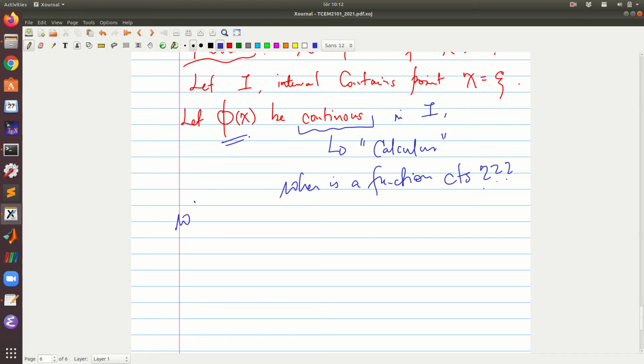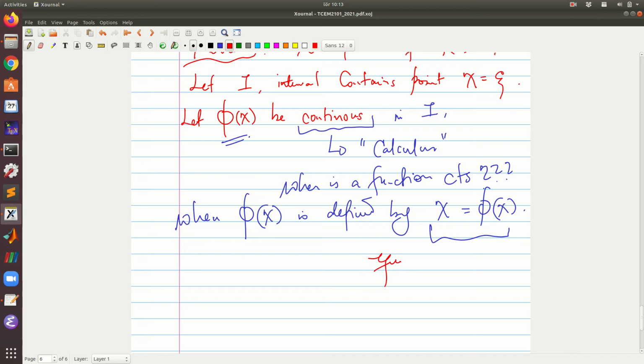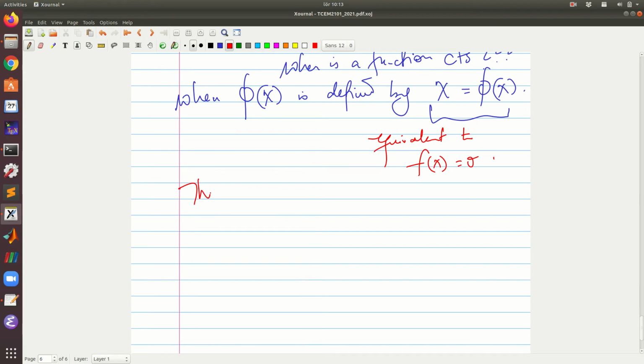where phi of x is defined by x equals phi of x, which form is equivalent to f of x equals 0. So they have been stating the assumptions. Now this is what we check out for.